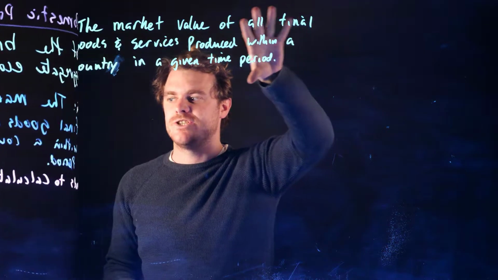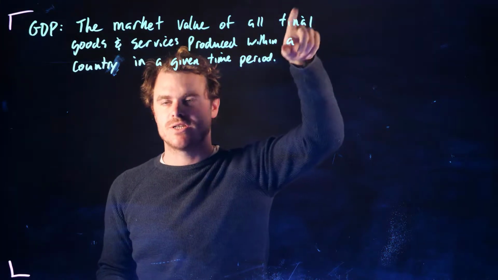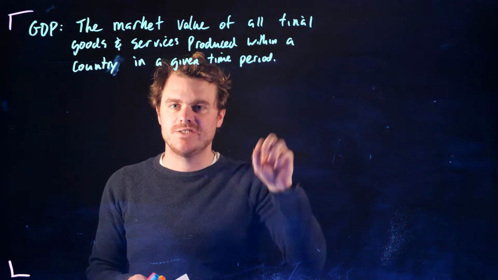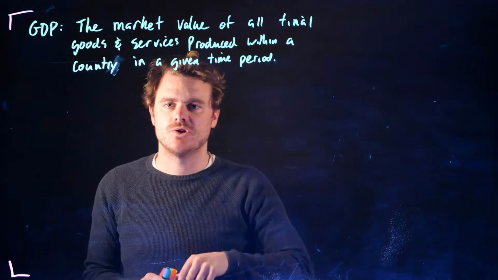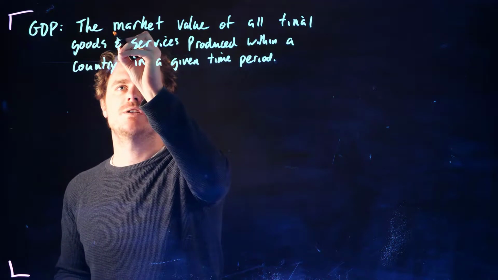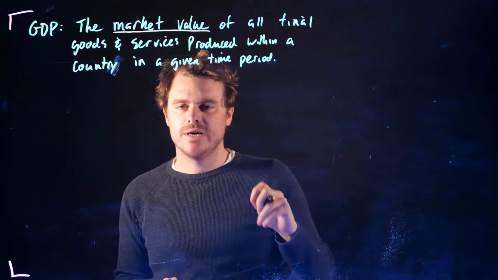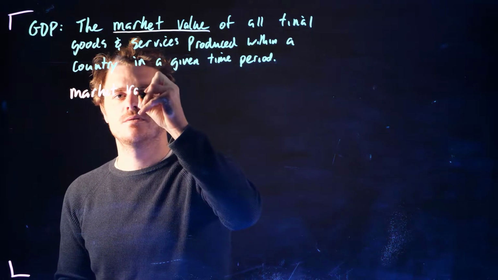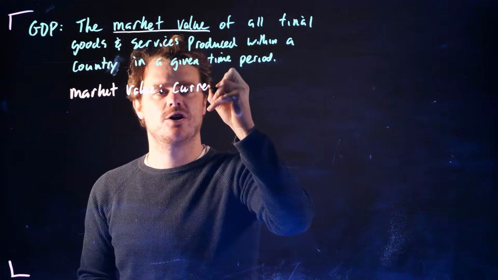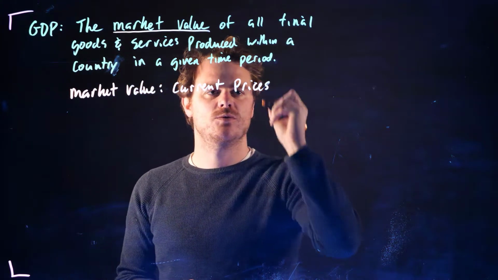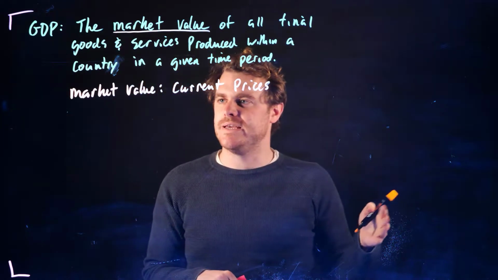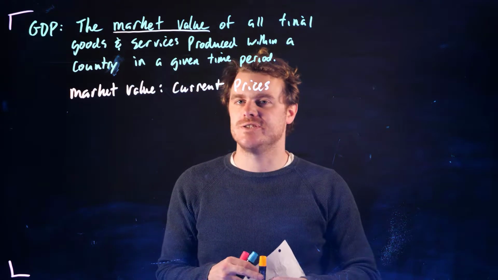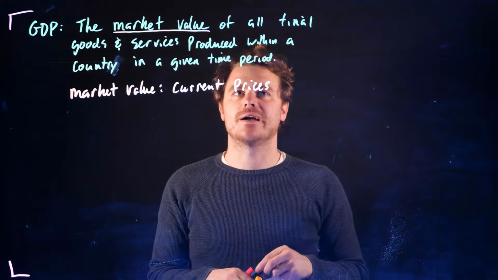All right, so here's our definition of GDP. The market value of all final goods and services produced within a country in a given time period. Let's parse the language to take a closer look at this definition. The first thing we might want to talk about is what we mean by market value. Well, that just means prices. Market value, current prices. We'll talk about nominal versus real GDP in a few more minutes, and whether we use prices from a base year or the current year prices to calculate this GDP. So that's what we mean by market value.